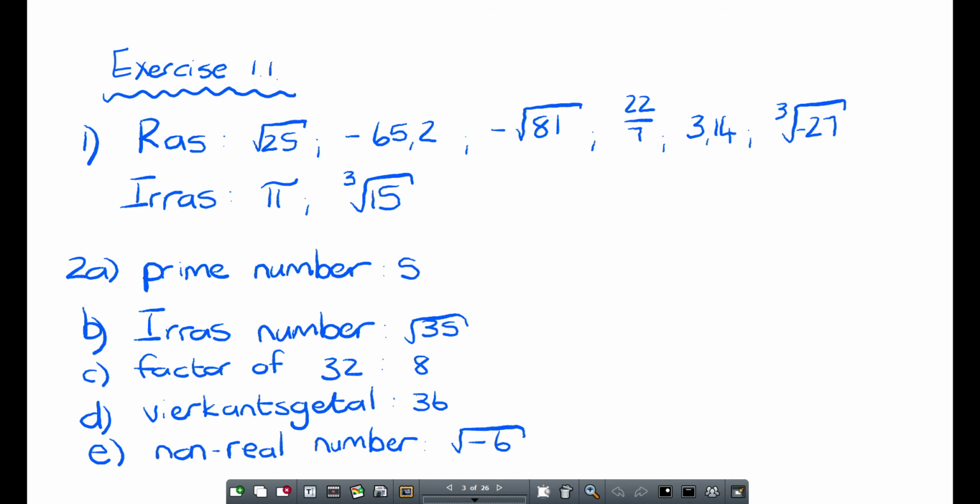If you look at this picture right in the beginning on page 4, you will see that under irrational fall your surds. That's why the cube root of 15 is in there. That doesn't give me a whole number as an answer. So that's why that falls under surds.